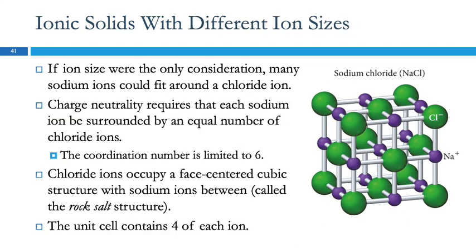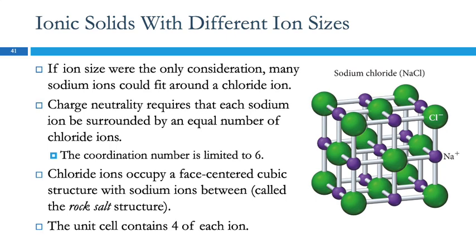If we have different ion sizes, then it looks a little bit different. So an example is sodium chloride. Sodium ions are very small and chloride ions are much bigger. If we didn't have to deal with charge neutrality, we could pack these in a lot closer, right? But we have to have the sodium atoms between the chloride ions. We can't have sodium ions next to each other because they're going to repel each other.